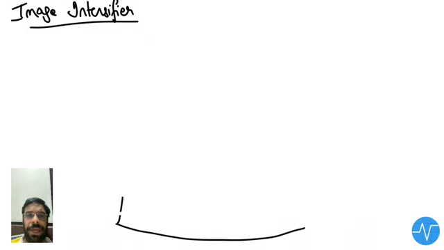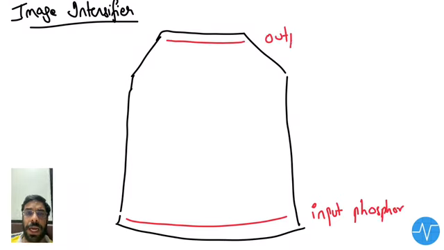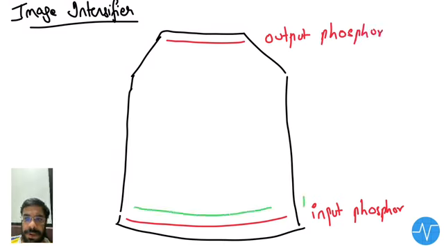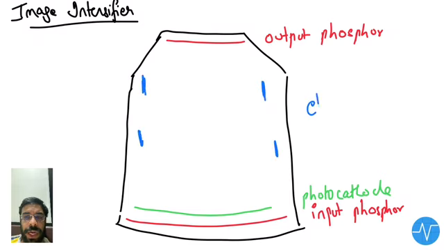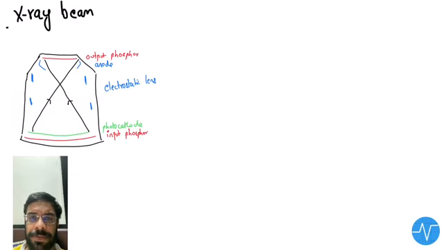Let's start with the image intensifier. We'll draw the diagram. First we'll draw the housing. Now we'll draw the input phosphor at one end and output phosphor at the other end. Then near the input phosphor, in green color, we'll draw the photocathode, then the electrostatic lens in blue color and the anode at the opposite end.